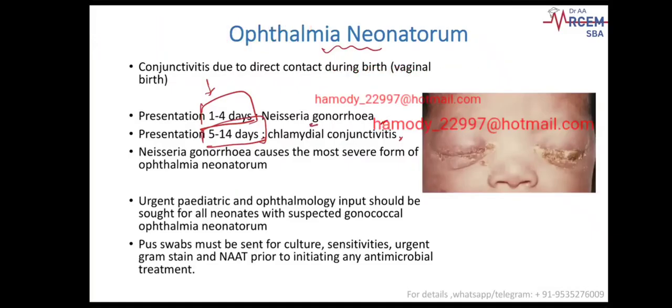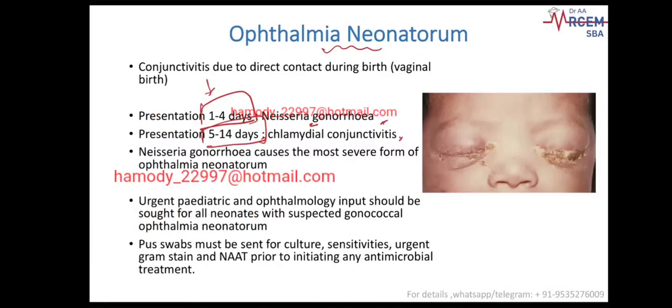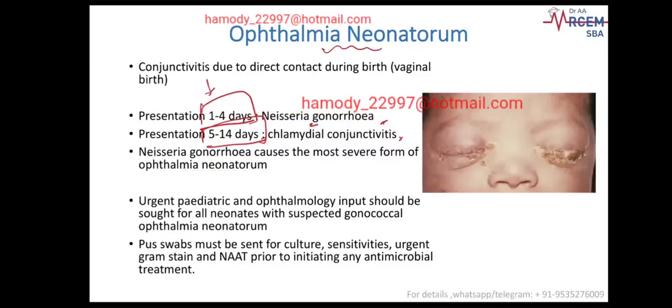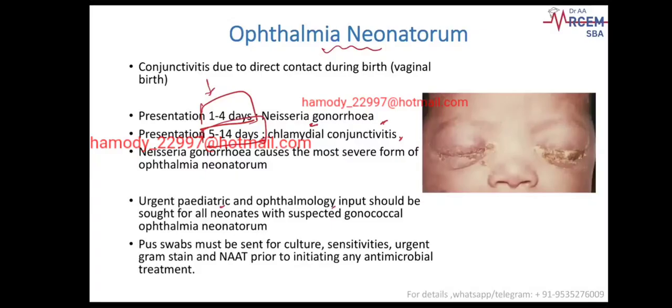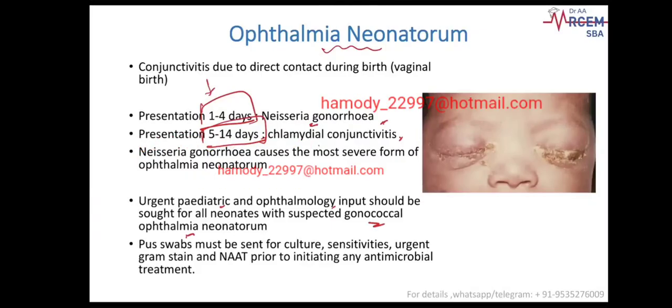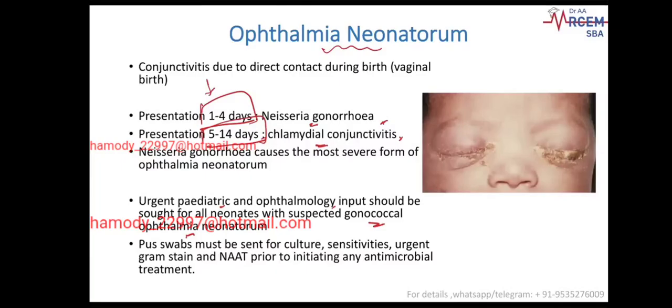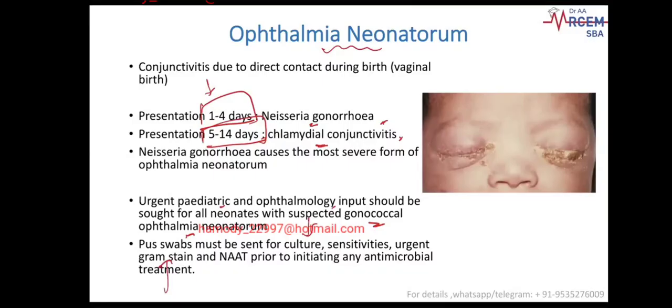Out of this, Neisseria gonorrhoeae infection should be taken very seriously, needs to be admitted, and IV antibiotics will be required. Nevertheless, for both conditions, it is recommended that urgent pediatric and ophthalmology input will be required, especially if it is gonococcal ophthalmia. If it is chlamydial, you can discharge them with oral antibiotics. Before starting antibiotics, make sure you have collected cultures, collected a swab for gram staining, and a NAT test has been done before you start them. NAT is a serological test.